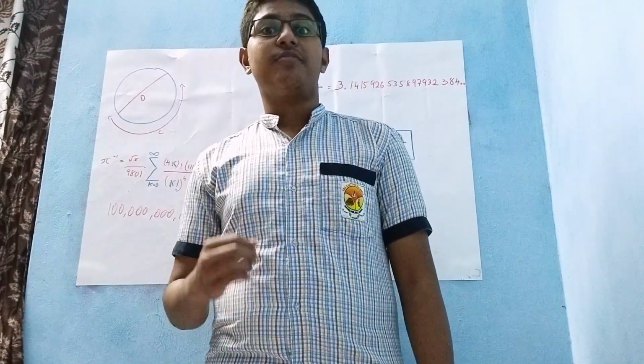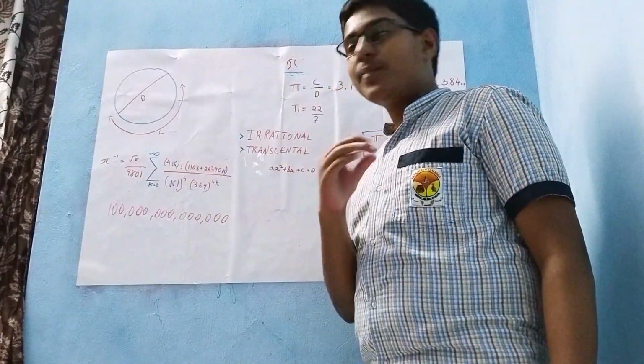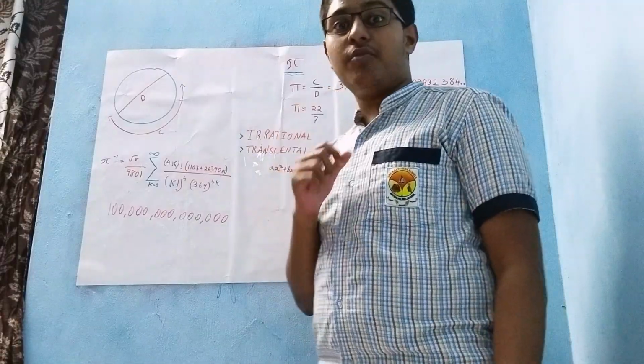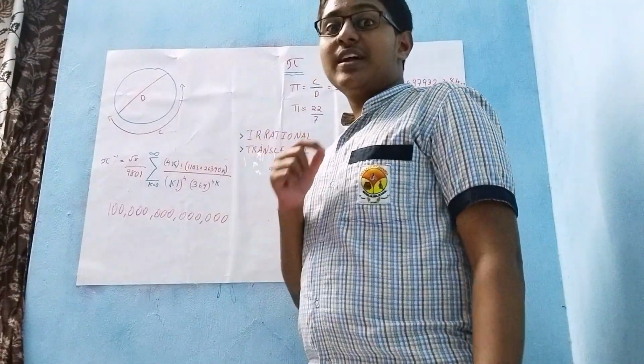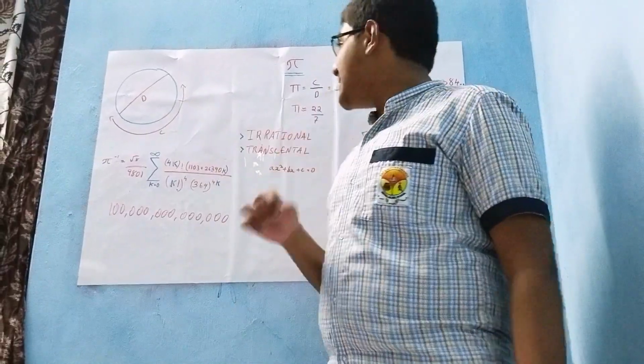Today we are going to talk about my favorite number. It is pi. Do you know what is pi? Okay, let me explain. Pi is the ratio of what? Pi is the ratio of the circumference of the circle to the diameter of the circle. Pi is a very interesting number.